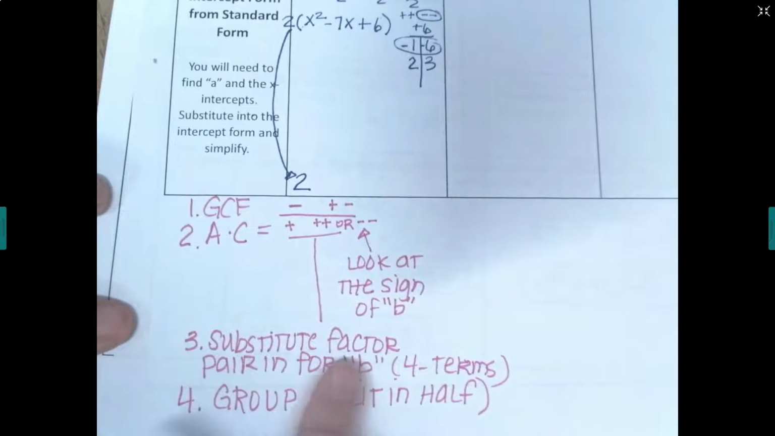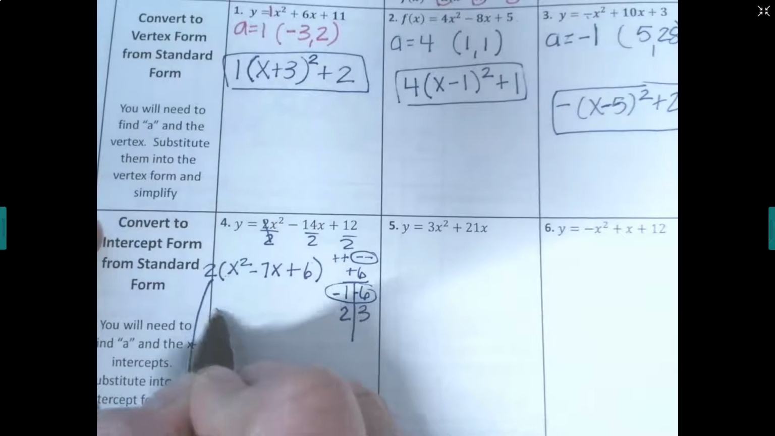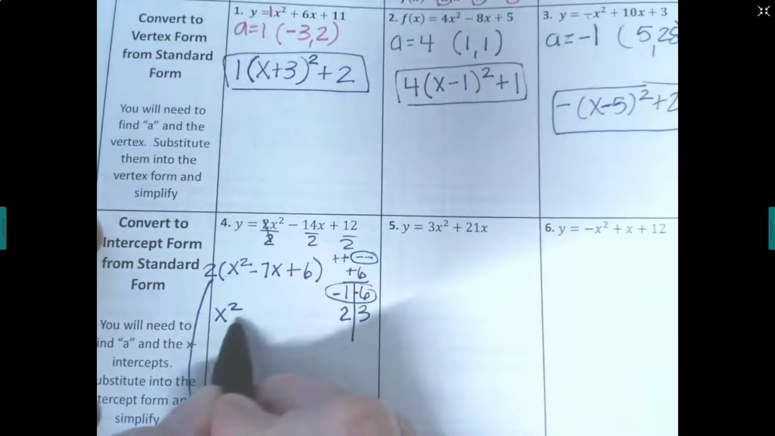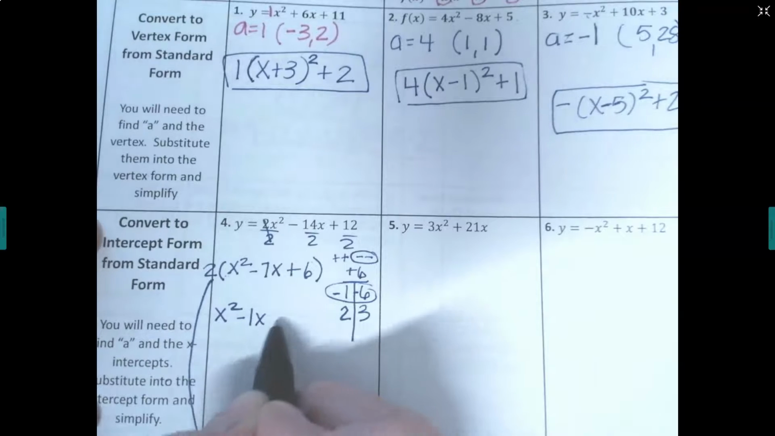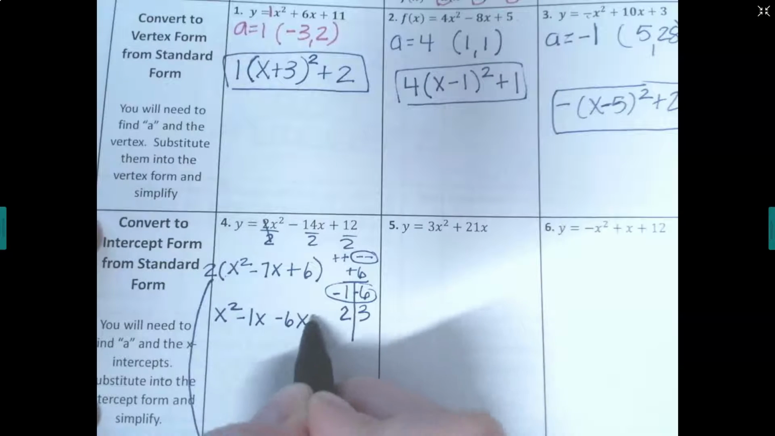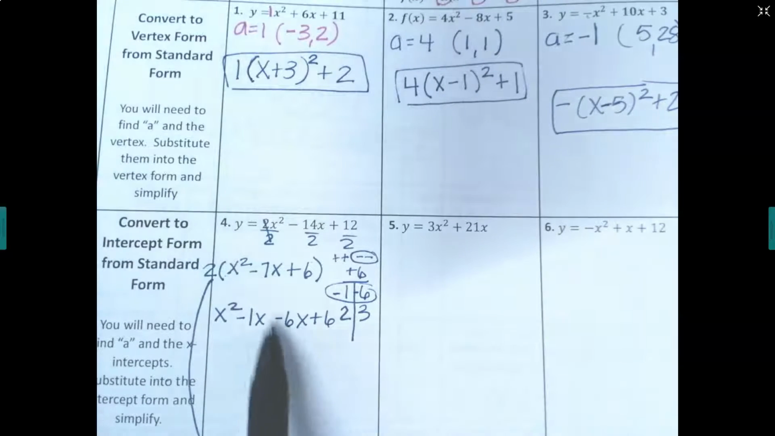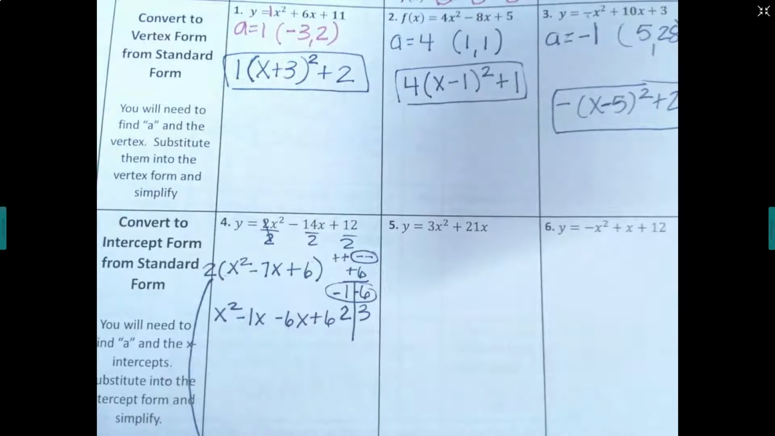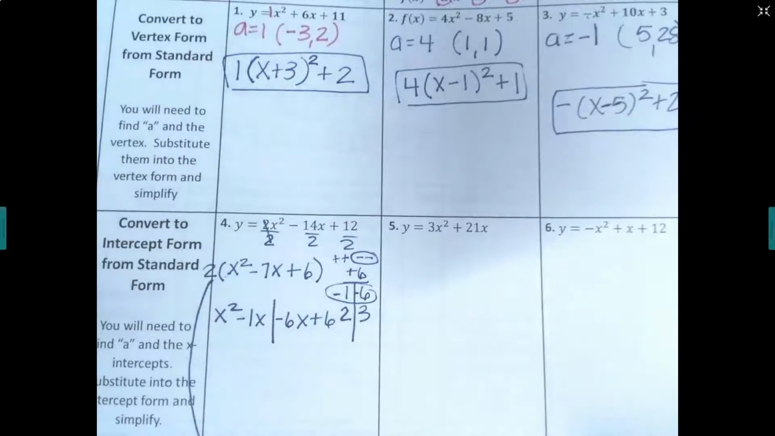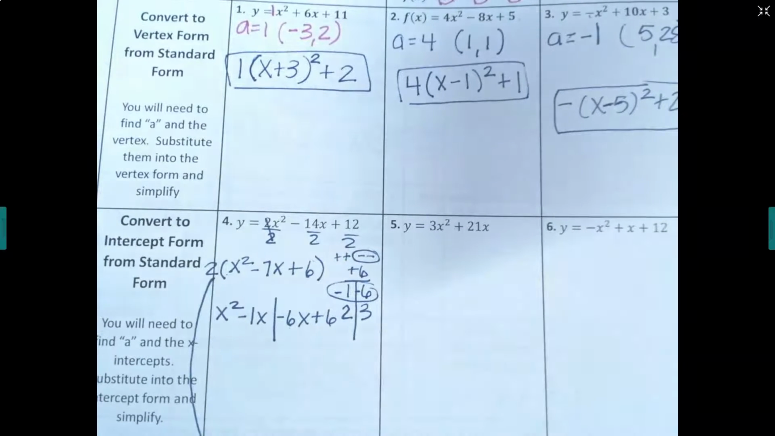Now we're going to substitute the factors in for the B value, creating 4 terms. Okay, so we have x squared, then we're going to say minus 1x, minus 6x plus 6. These are equal because negative 7 is the same as negative 1 minus 6. Those are both equal to negative 7. And then the last step was grouping, and that's where we're going to split it in half and look for the GCF on each half.